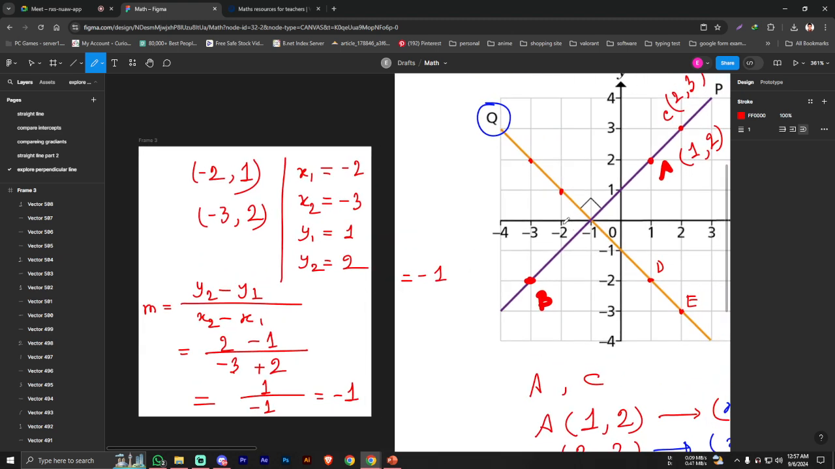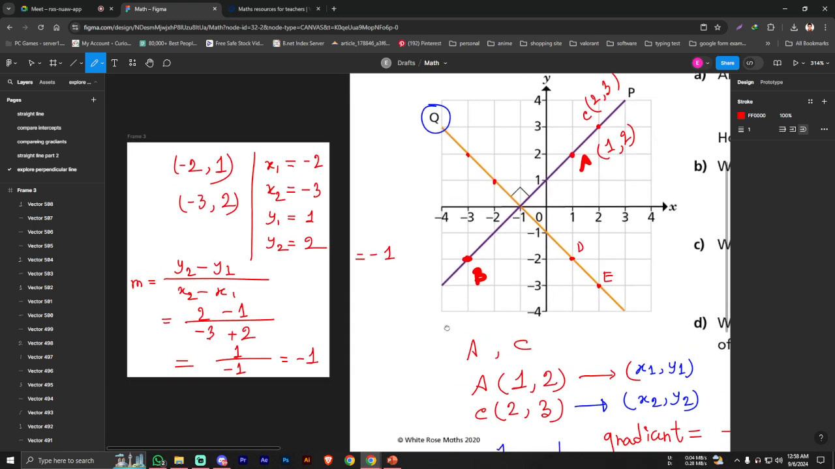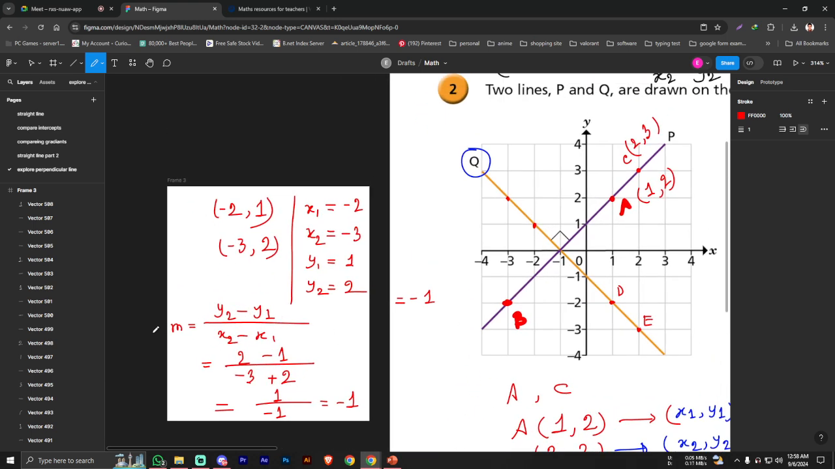Okay, minus 2 and 1, yes. Minus 3 and 2, yes. x1 is minus 2, y1 is 1, yes. x2 is minus 3, y2 is 2, yes. So 2 minus 1, yes. Minus 3 plus 2, yes, this is the correct answer. Minus 1, yes. So that means it's okay. You are right.